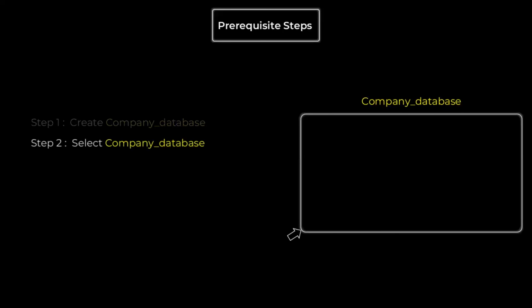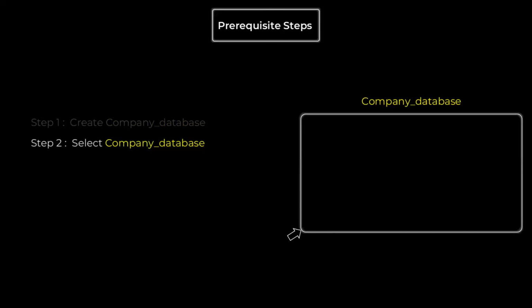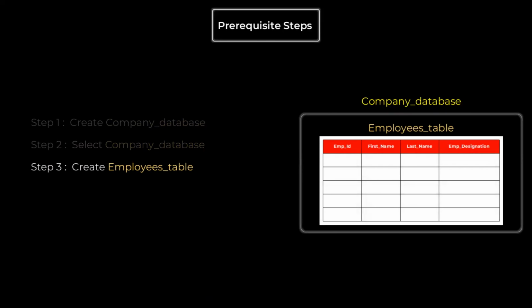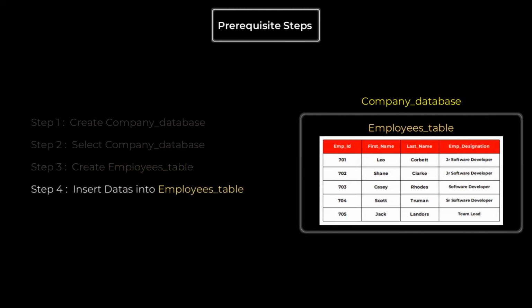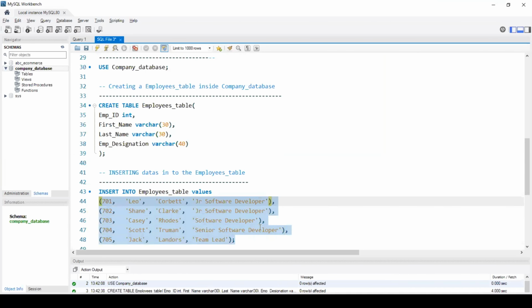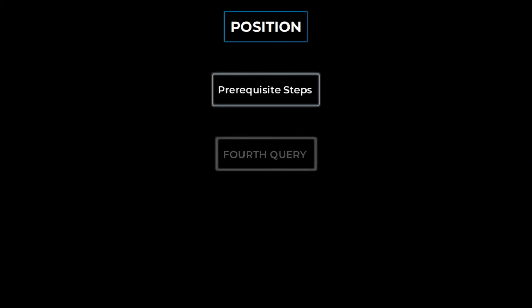Step 2 is to select the company database. So I have selected the company database by using the command use company database. Step 3 is to create an employees table inside the company database. So I have created the employees table inside the company database, and these are all the columns that are present inside this employees table. Step 4 is to insert data into the employees table. So this is all the data that I have inserted inside this employees table. Since the prerequisite steps are completed, now we can solve the fourth query.